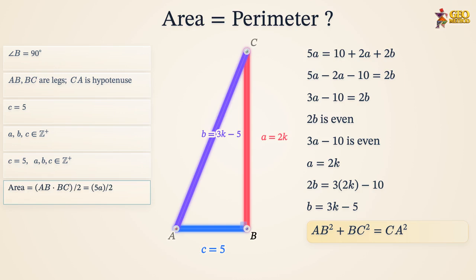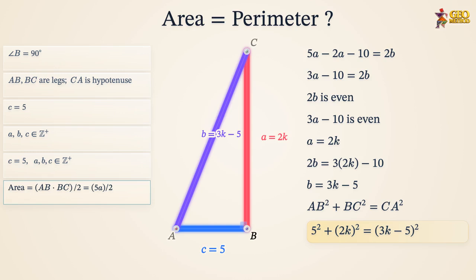Now return to the geometry. The right angle at B lets us use the Pythagorean theorem on triangle ABC. Substitute the three expressions directly. This line is the meeting point of the parity trick and the triangle theorem.